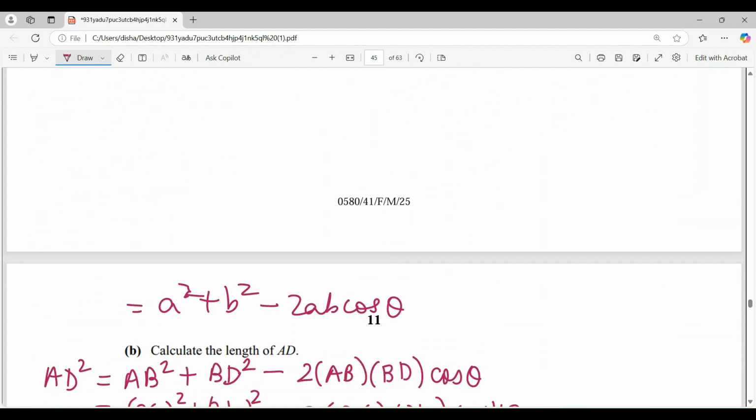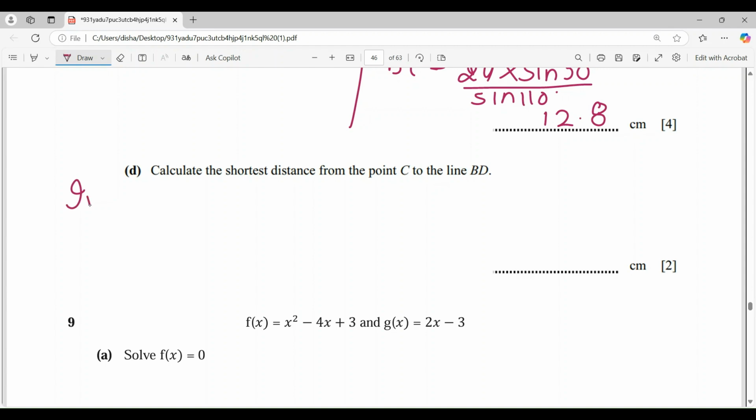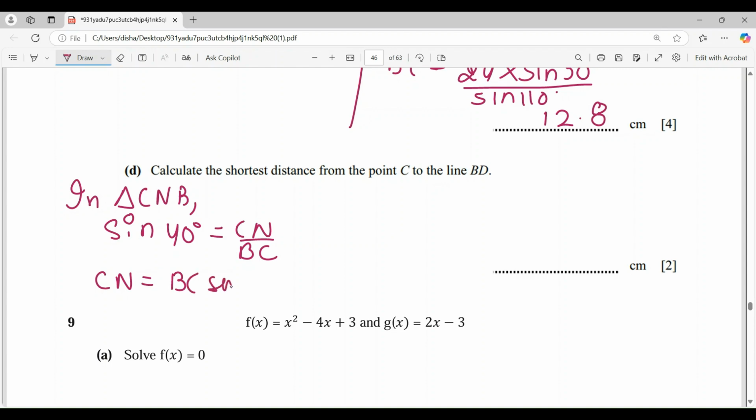So with respect to the given angle, I have the hypotenuse and I want to find the opposite side. So I can write in triangle CNB sine 40 is equals to CN upon BC. So CN will be equals to BC into sine 40. So that is CN is equals to 8.21. So answer comes out to be 8.21 centimeter.